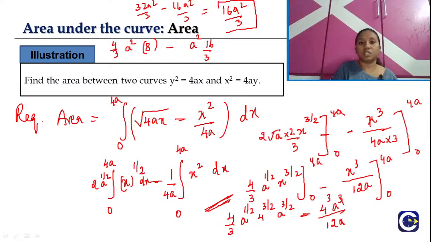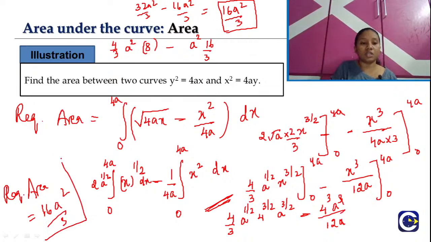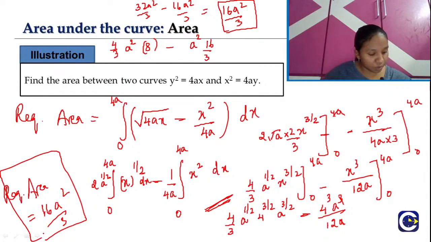So this will be our final answer, that is the area bounded between these two given curves, which are y squared equal to 4ax and x squared equal to 4ay. So what is our required area, guys? The required area here will be equal to 16a squared by 3. Some of you haven't given the proper answer, so you can just check the simplification. There might be an error.